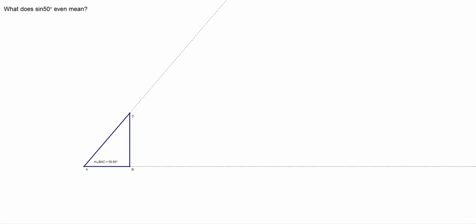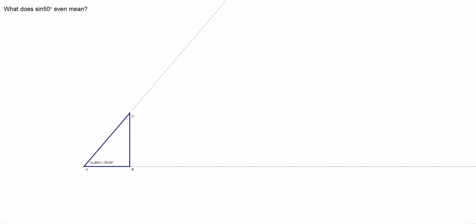Right, so today I wanted to show you what it was all about. This is really what trigonometry is. It's about lengths in triangles and it's about ratios between sides of triangles. So I've got a triangle here and you'll see it's a right angle triangle.